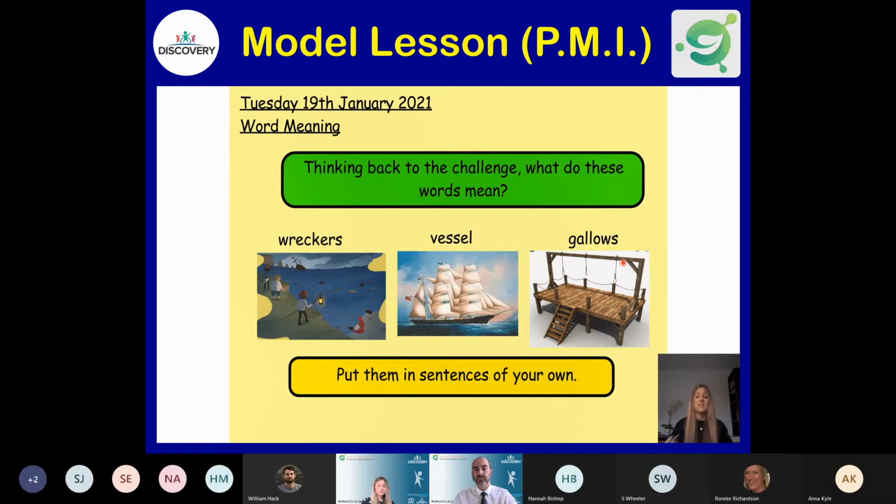A vessel is basically a synonym for ship, and then the gallows, so criminals in those days would be sent to the gallows, and that means they would be hanged. So the rope would be placed around their neck, and they would be dropped, and it would strangle them to death. And then it talks in this text about the fact that the wreckers get sent to the gallows. So the wreckers get hanged because the survivor, I think it was called John, told the Coast Guard that the wreckers had stolen the cargo, and then the wreckers were caught and sent to the gallows.